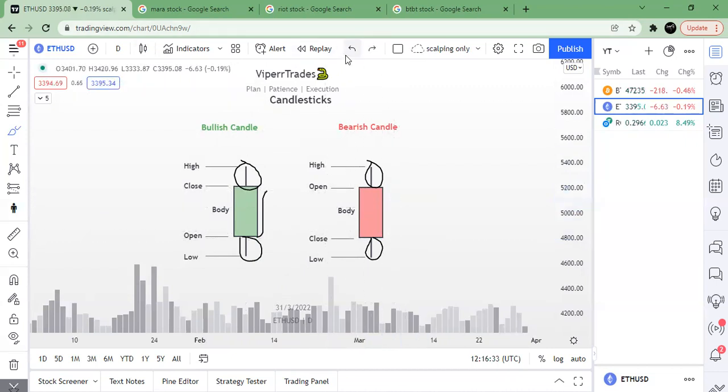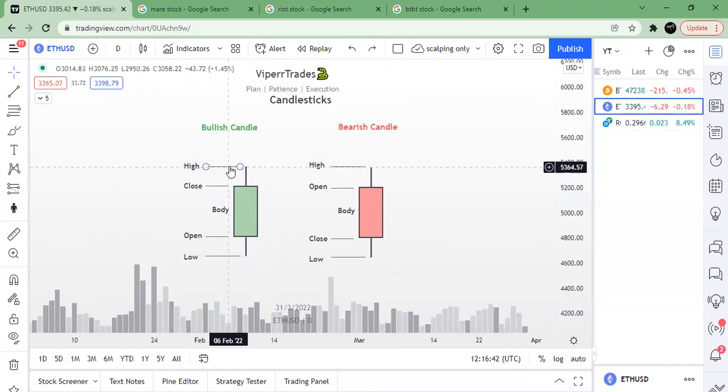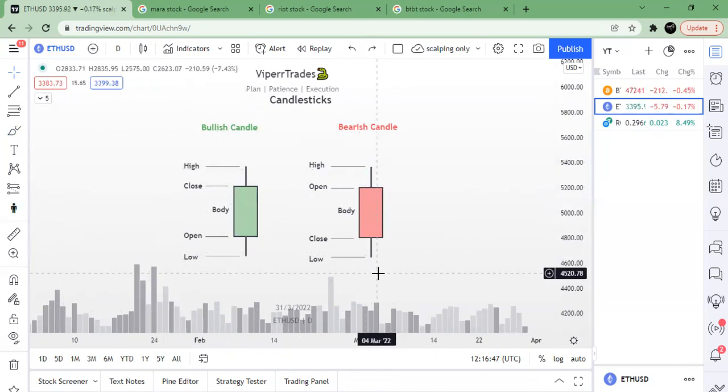And you have the high here. The highest point of the wick is called the high, and the lowest point is called the low. Same for this bearish candle, high and low.